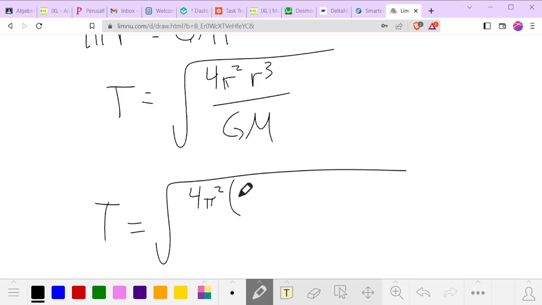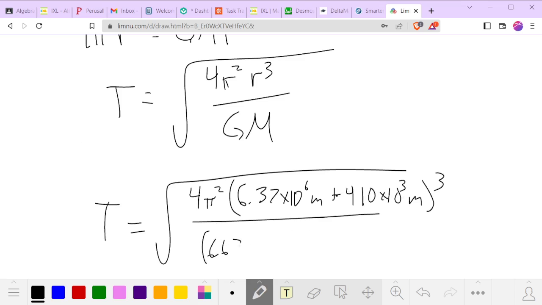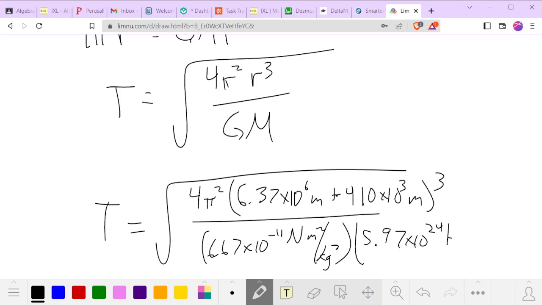So 4 pi squared, and confirming numbers with our formula sheet, radius of the Earth is 6.37 times 10 to the 6 meters. And then we're adding 410 times 10 to the 3 meters, because that's in kilometers. And cube it. Divided by 6.67 times 10 to the negative 11 newton meters squared per kilogram squared, and the mass of the Earth, 5.97 times 10 to the 24 kilograms.